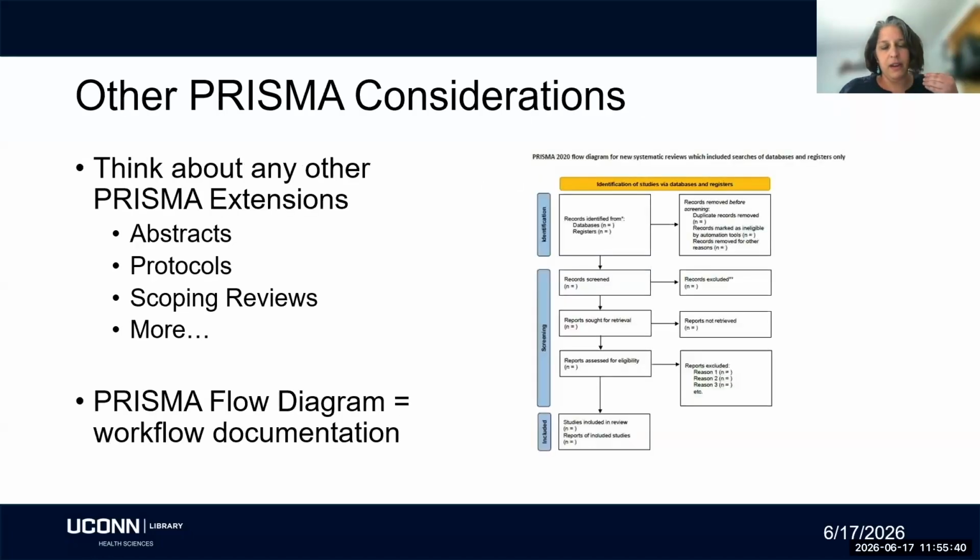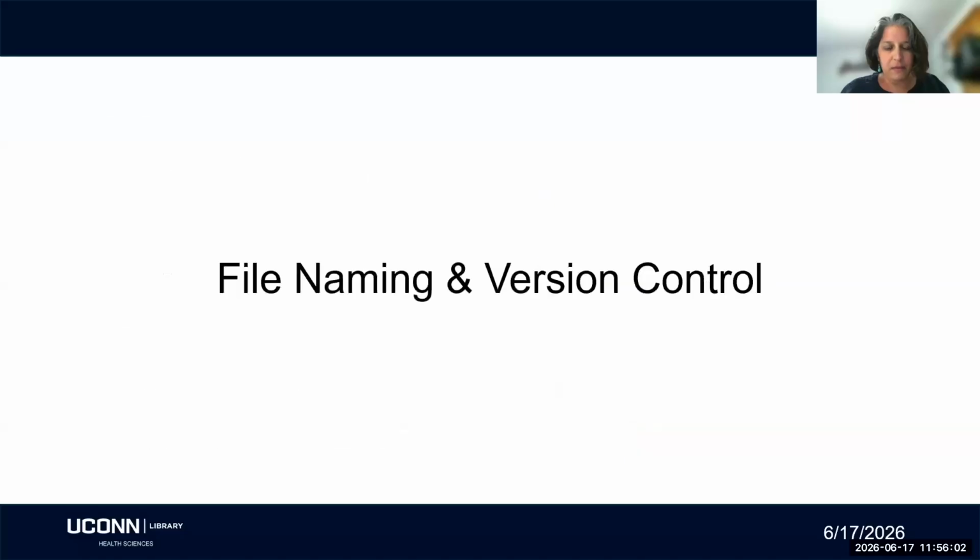Lastly, think about other applications or other extensions of PRISMA. There are data concerns in PRISMA for abstracts, PRISMA for protocols, scoping reviews, which obviously have different requirements, and more. There are more extensions that may apply to your project. And just another way to frame the PRISMA flow diagram, it's really just workflow documentation. And we'll go back to Megan for file naming and version control.